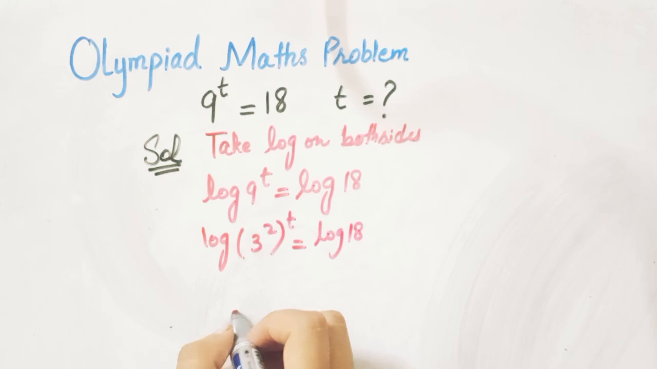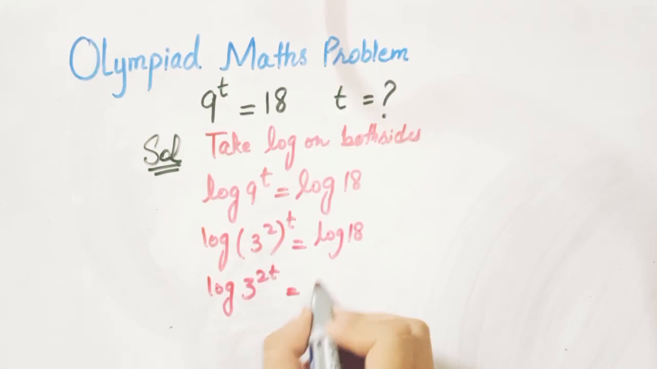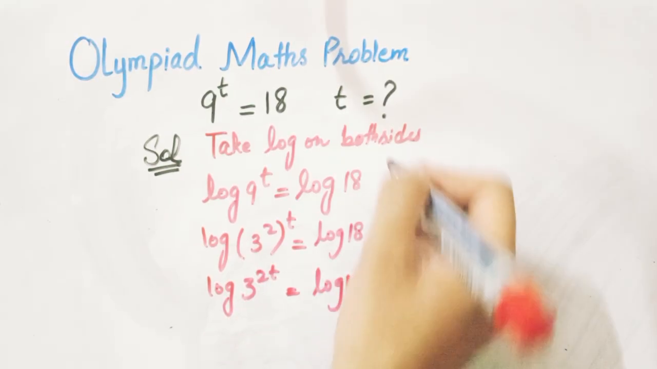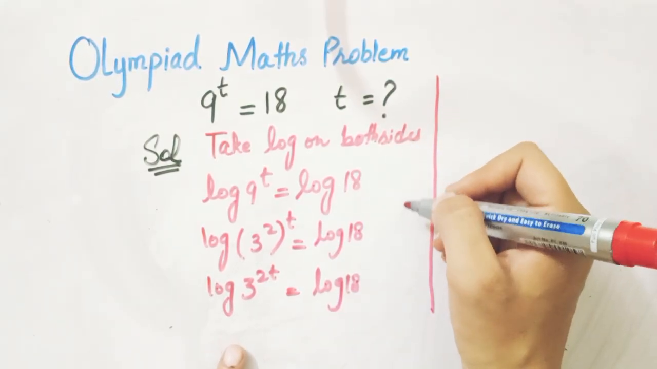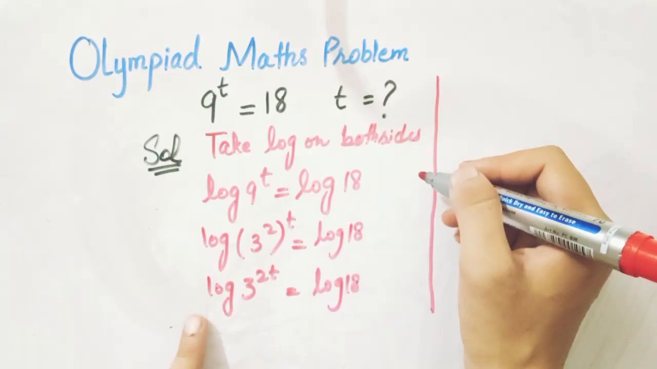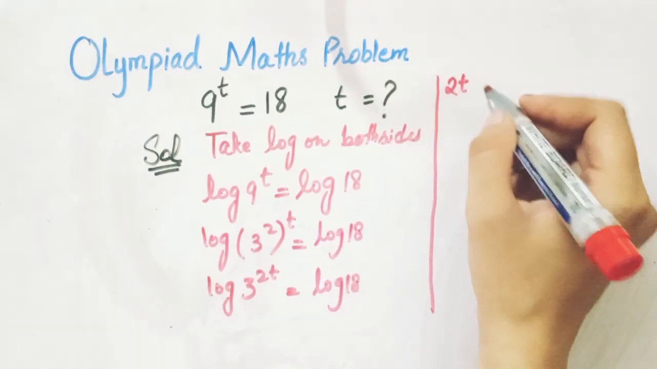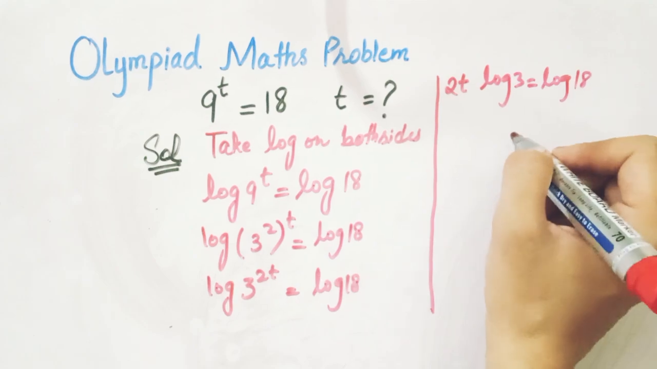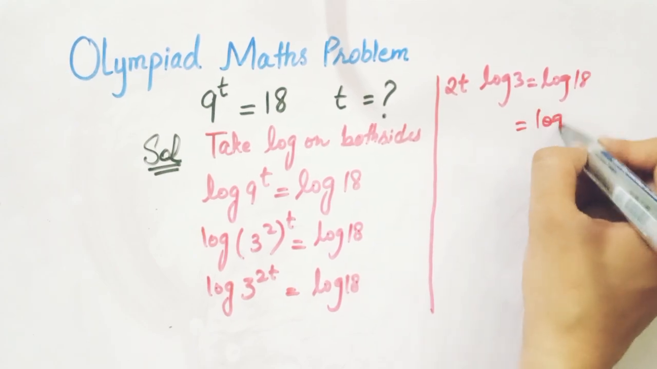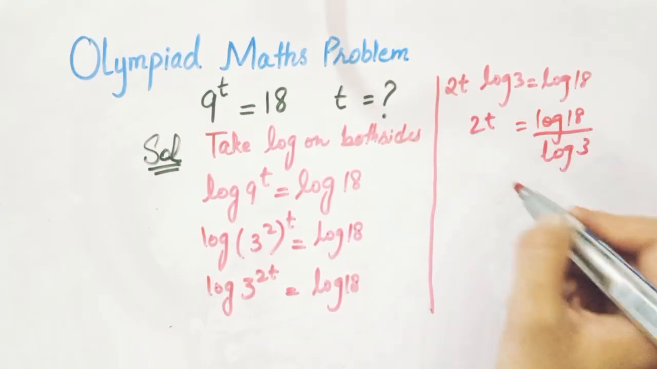So we have log of 3 raised to power 2t equals log of 18. Now we will solve this as the power comes to the front. It means 2t comes to the front. 2t log of 3 equals log of 18. Now we will write log of 18 divided by log of 3, and this side is 2t.